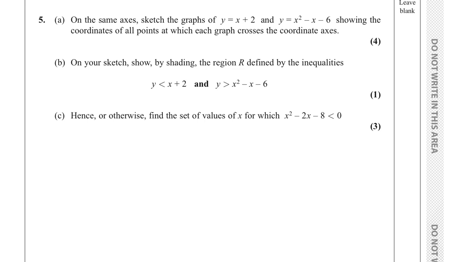Okay, so for question 5, we have to do a sketch of a quadratic and a straight line showing the coordinates of all the points at which each graph crosses the coordinate axes. So I need to make sure I draw nice straight coordinate axes. I can get my ruler out.